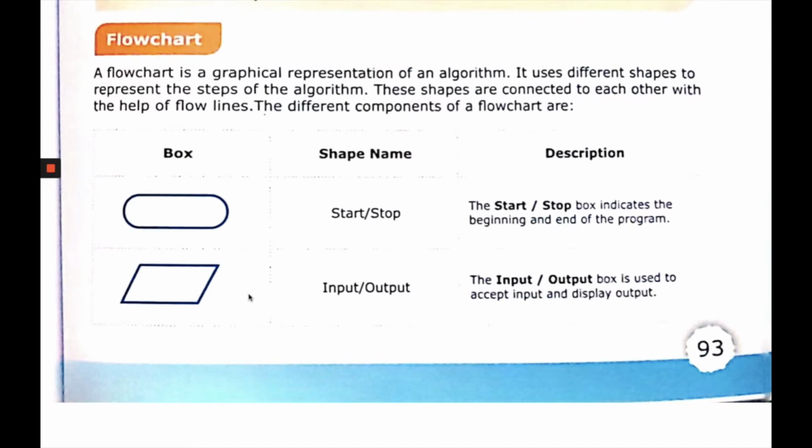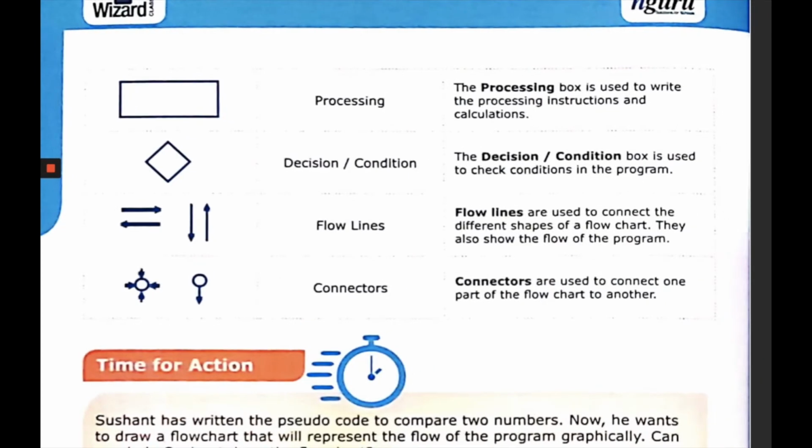Then parallelogram, that is an input-output box. The input and output box is used to accept input and display output. It is used to accept the input values. A and B are two input values, and the printing command, all those comes under the input-output parallelogram shape. The next shape is the rectangle shape. It shows processing. The processing box is used to write the processing instructions and calculations. It is used to write the instructions and the calculations.